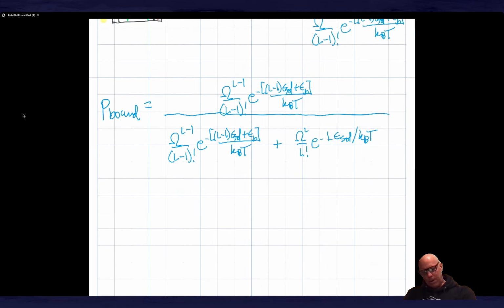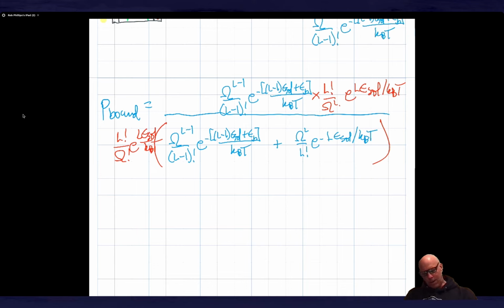Now, I want to simplify this. The way that I can simplify it is I can multiply top and bottom by L factorial over omega to the L factorial, omega to the L, and then times e to the L epsilon solution over kBT, and I do the same thing downstairs. So I have L factorial over omega factorial, e to the L epsilon solution divided by kBT.